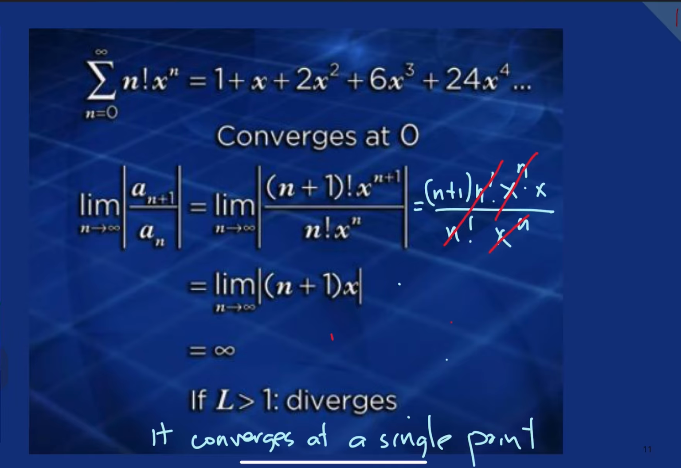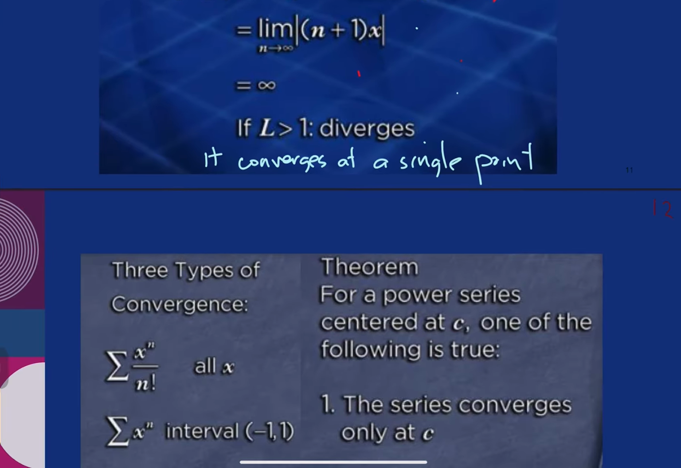The ratio test says that if the limit is greater than 1, or infinity, you diverge. So this series only converges at one point. This is a worst case scenario. It converges only at a single point, and that point is 0. Okay, so let's take back a moment.